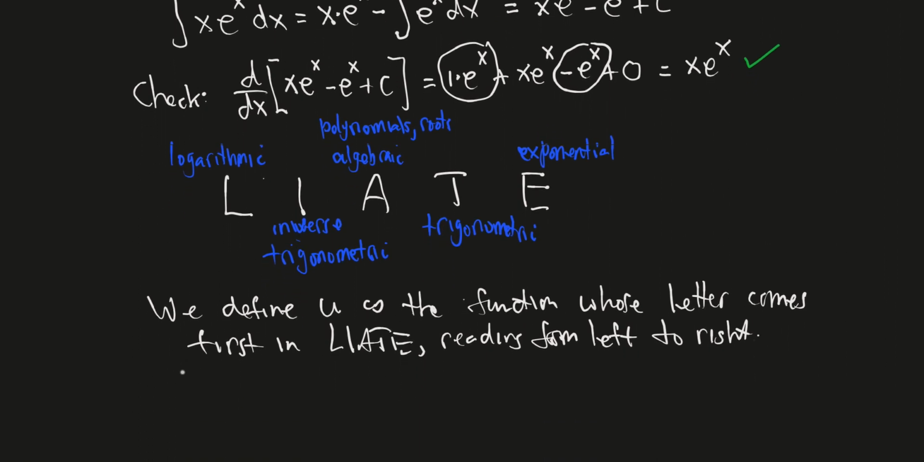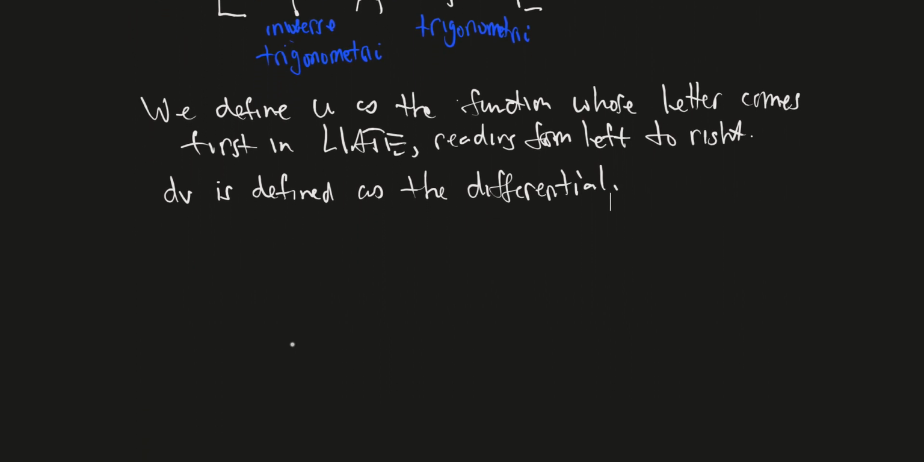And then dv is defined as what is left over. Basically, the differential is defined as the differential, right? Because that's what we're going to have to integrate. So yeah, it would have to be the differential, right? All right, so let's take a look at LIATE in play and see if we can actually apply it and make a good choice, right?